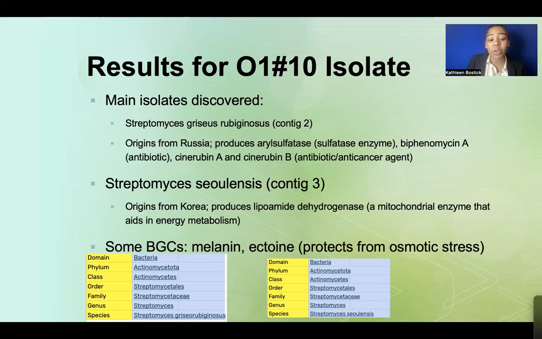Now, a second most common bacterial isolate that was found was Streptomyces ceylonensis. And this particular bacteria originates from Korea, and it produces a very specific enzyme that is really important for energy metabolism. What we also found was biosynthetic gene clusters, also known as BGCs. The number 2 that we found was melanin and ectoine. Ectoine is really important for osmotic stress, and as you know, yes, plants do have melanin, and it does protect them.